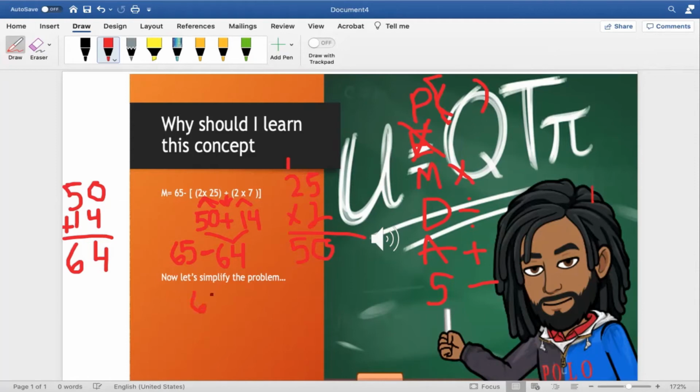I don't even have to work that out to know that 65 subtracted by 64 is... 5 minus 4 is 1. 6 minus 6 is 0. So the answer is 1. So Kinley had $1 left. If she decides to go with her birthday bash basketball finales, she would have $1 left.